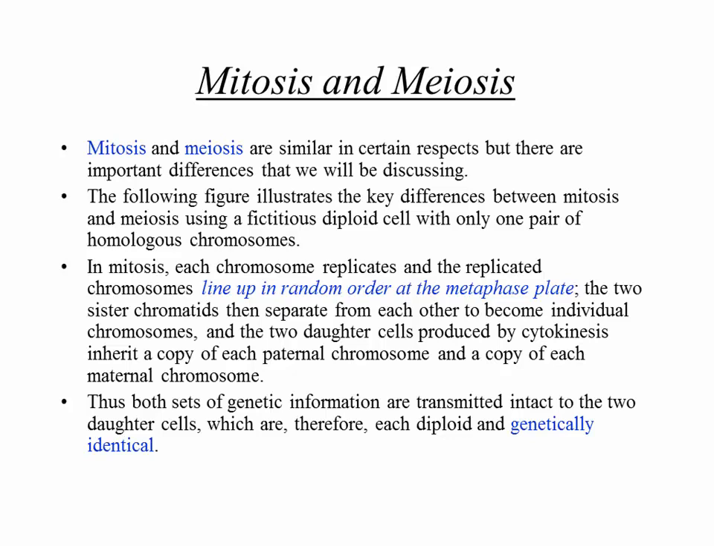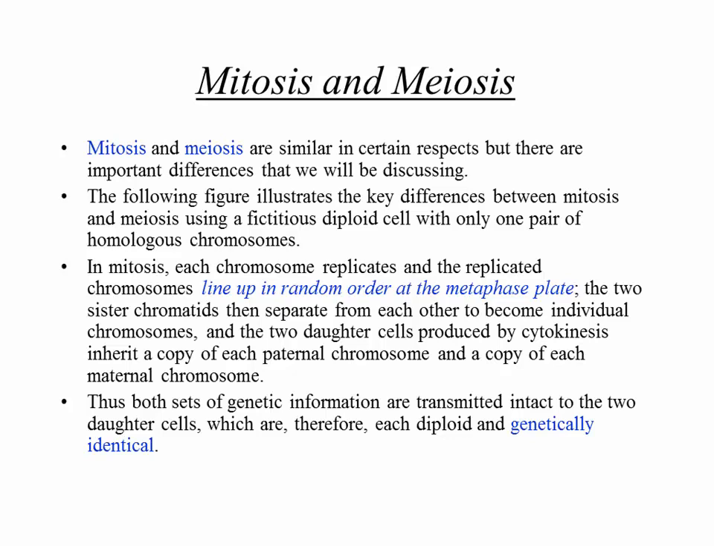So in mitosis, each chromosome replicates, and the replicated chromosomes line up in random order at the metaphase plate. The two sister chromatids then separate from each other to become individual chromosomes, and the two daughter cells produced by cytokinesis inherit a copy of each paternal chromosome and a copy of each maternal chromosome. That's exactly what I showed you in the picture, right?